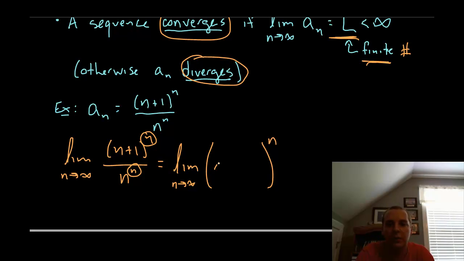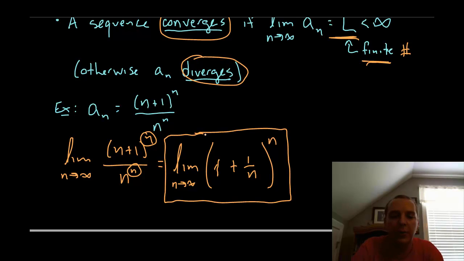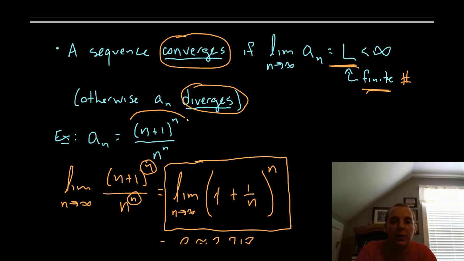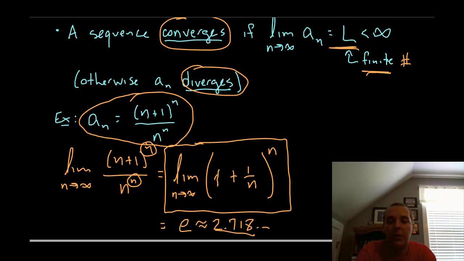So I think that would reduce to 1 plus 1 over n. Now I hope that you saw this in pre-cal. Your pre-cal instructor should have made you aware of this. This is a well-known limit. Hopefully we just know that that's the definition of the number e, which is approximately 2.718, etc. So like I said, this one may have been a little bit more on the difficult side, but this one does converge. It converges to about 2.718. So this is a convergent sequence, where others may not be.